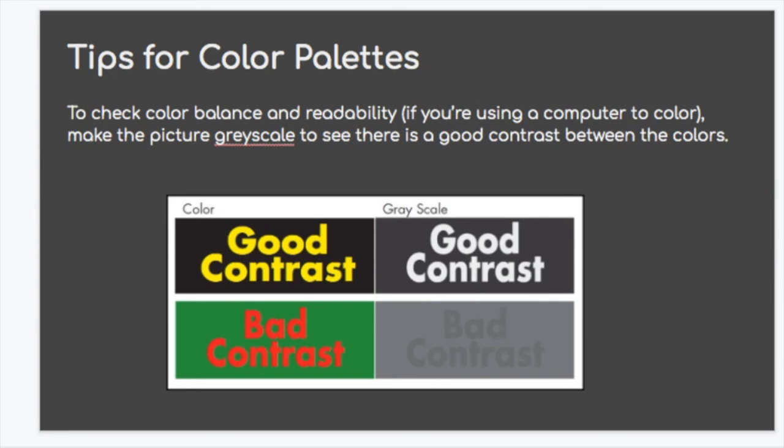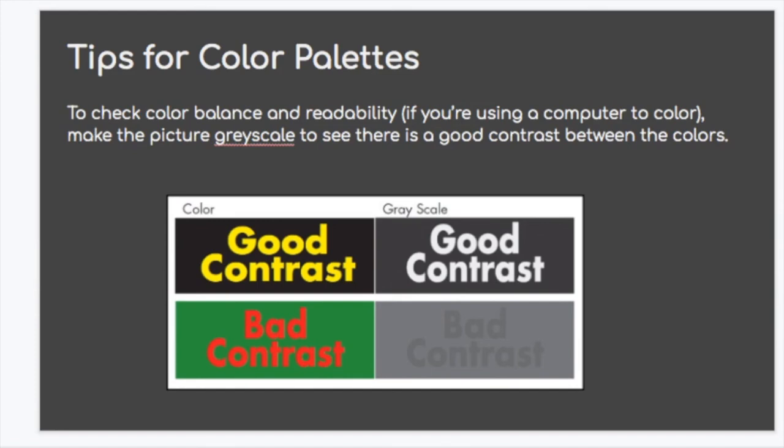So when you turn it to grayscale, you can barely read the bad contrast. Whereas at the top, you've still got a lot of dissonance because it's a light color and a dark color, lots of contrast. But when you put it into grayscale, as you can see, you can still read it loud and clear. And that's the thing.